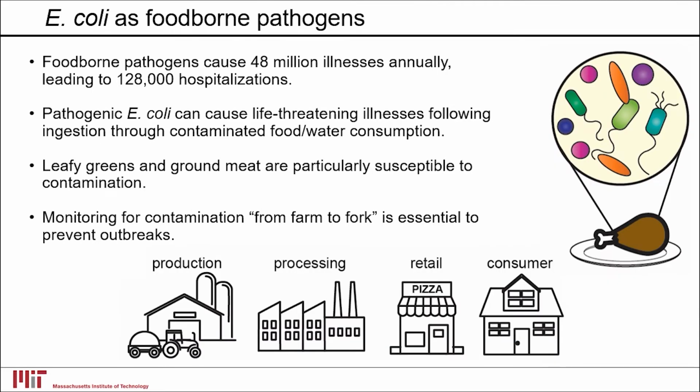So E. coli can serve as both urinary tract infection pathogens as well as foodborne pathogens. Foodborne pathogens cause nearly 50 million illnesses annually and over 120,000 hospitalizations. And one of the challenges when we think about monitoring E. coli contaminants is when we think about food production, we need to be able to monitor from farm to fork. What this means is we need a sensor that's easy enough to use at production or in the farms themselves, in processing plants, in retail stores such as restaurants and grocery stores, and even in your own home.